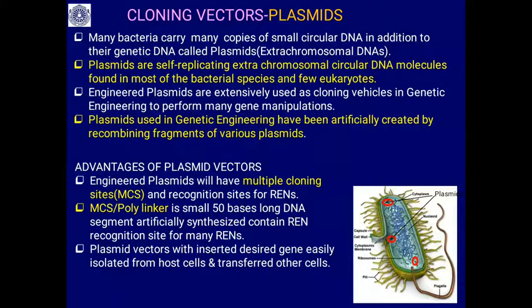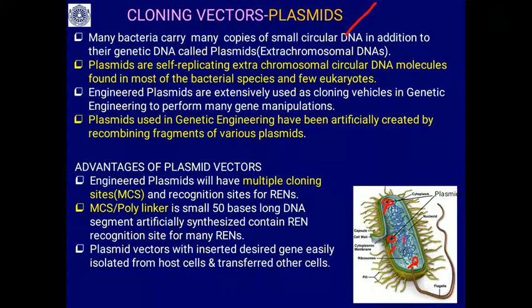So many bacteria carry plasmids, so we are going to study now cloning vectors as plasmids. So what are plasmids? Many bacteria carry many copies of small circular DNA in addition to their genetic DNA or the chromosome. They are called plasmids or extra chromosomal DNA. You will find they are small circular molecules. You will see in the red, this E. coli bacterium has 3 plasmids. Sometimes it is 5 to 6 circular DNA, of something like 2000 to 3000 base pairs in size.